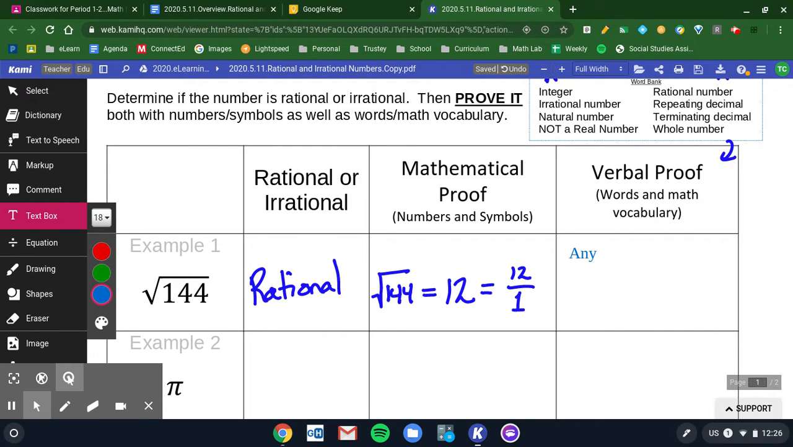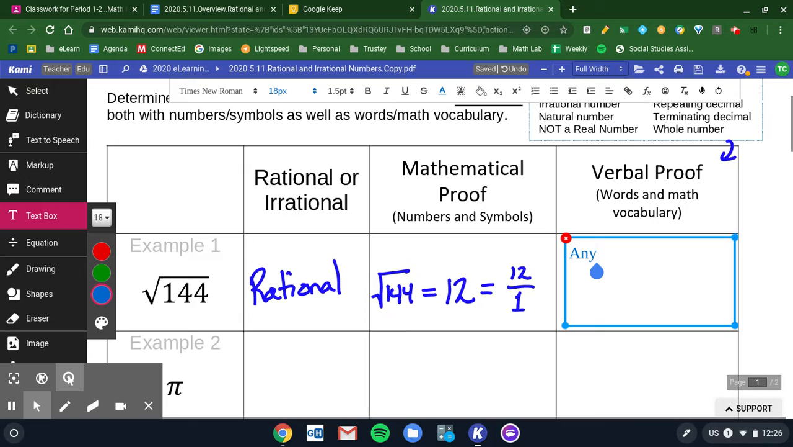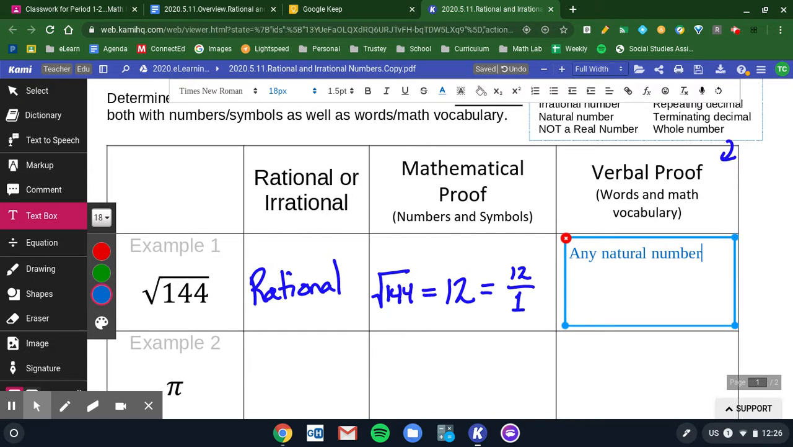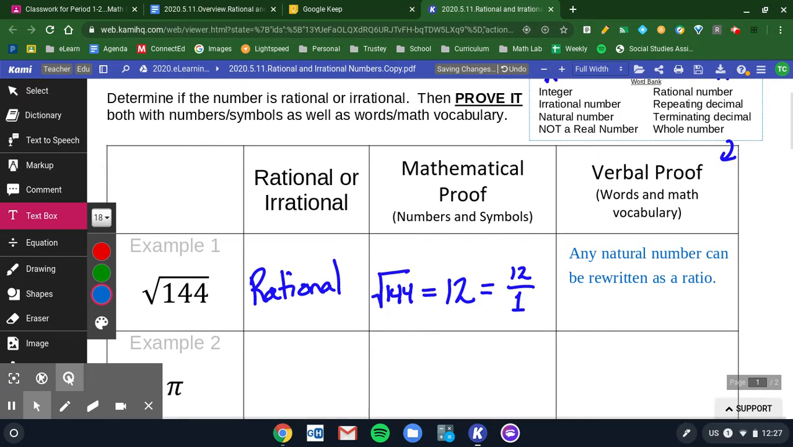So I'm going to use that terminology as I sit here and write in a verbal proof and say any natural number. You could have said whole number or integer as well, but natural number is the best description of this. Any natural number can be rewritten as a ratio. And so now not only have we correctly determined if it's rational or irrational, but we've also proved it. We've proved it with numbers and symbols. 12 over 1 looks like a ratio. And we proved it with words. Any natural number can be rewritten as a ratio. So let's go on to example 2.